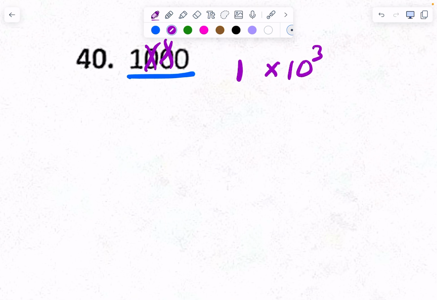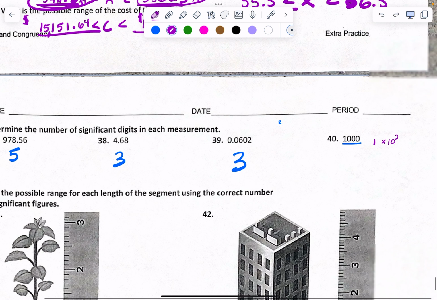If I put this number into scientific notation, it would be 1 times 10 to the third. This goes away, this goes away, this goes away. If there was a decimal behind it, if this was 0.0, then that would be 5 numbers significant. Technically, it's valid. Okay, there you go. One number.